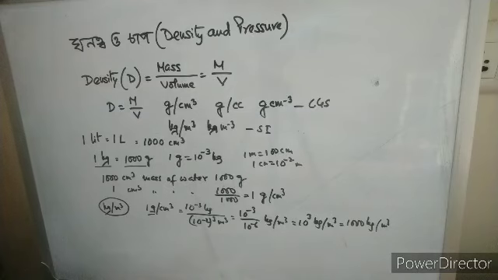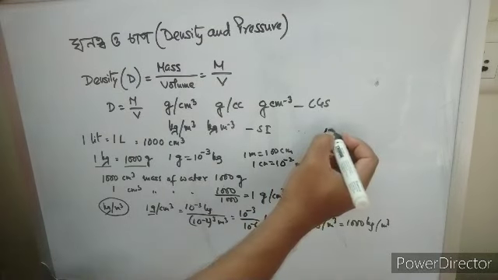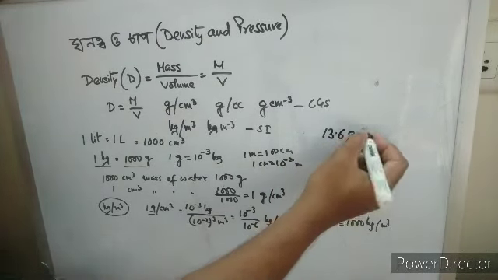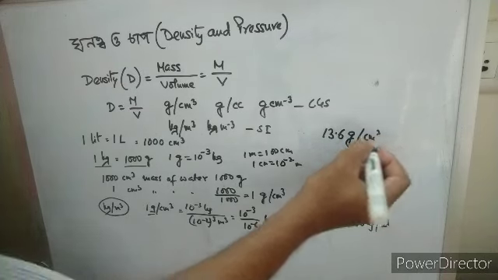Okay. Now what is the density of mercury? You know mercury is heavier than water, and mercury is a liquid. So this is the exceptional liquid whose density is higher than water, and the density of mercury is 13.6 gram per centimeter cube or cc.